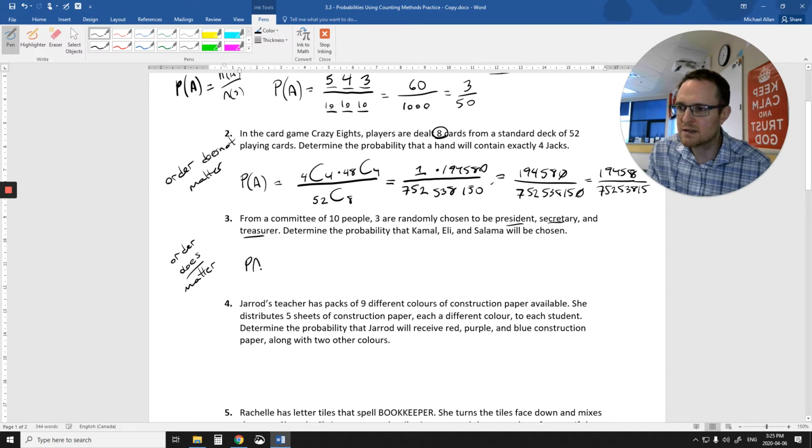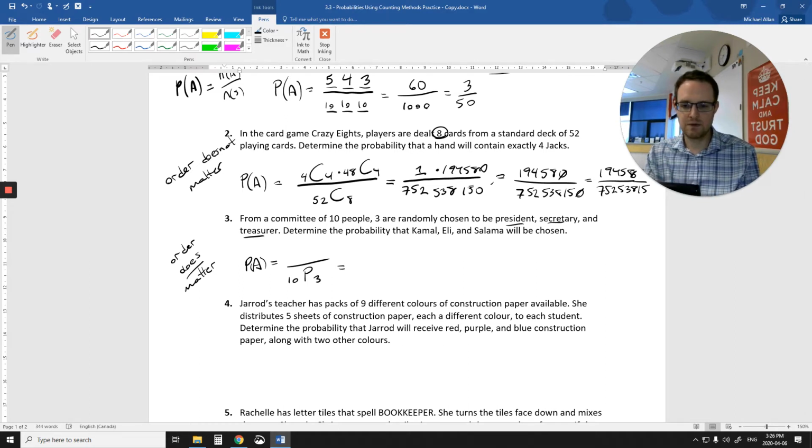So the probability of this happening, let's call this event A, is the total number of committees. Of the committee, I have 10 people. I need to choose 3, or 10P3, because order matters. Okay. We're going to use P this time because order mattered. So there's 720 committees I can create in total.